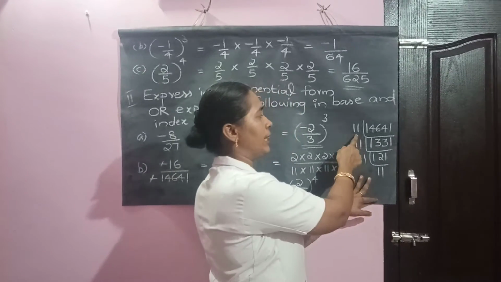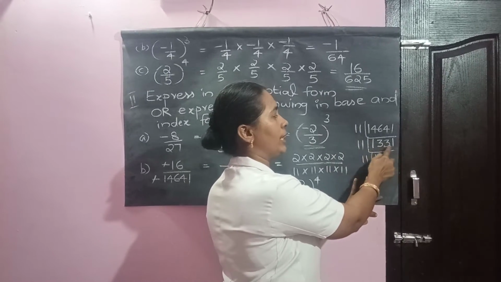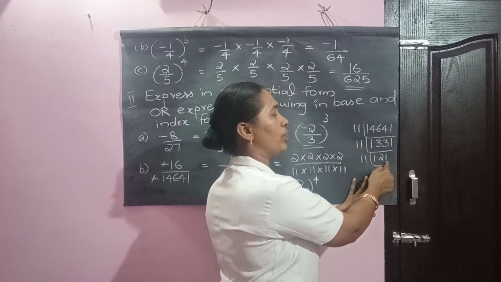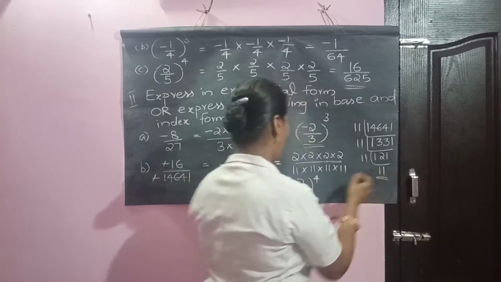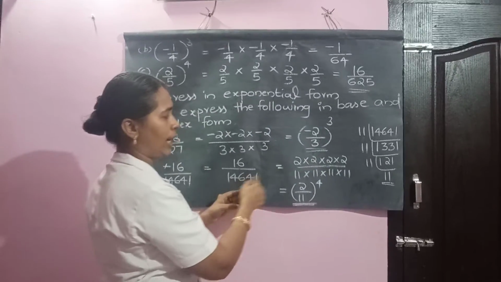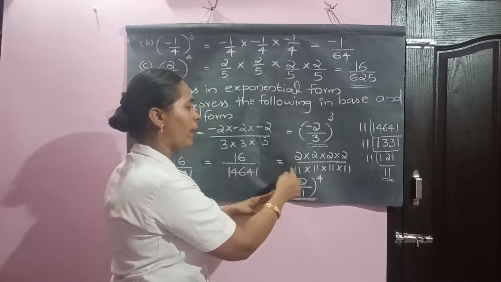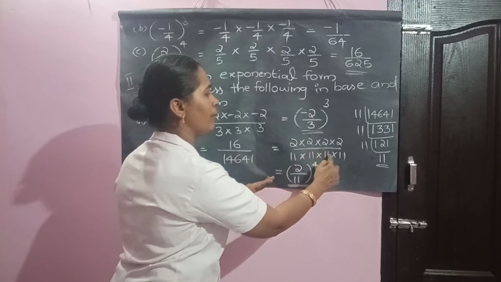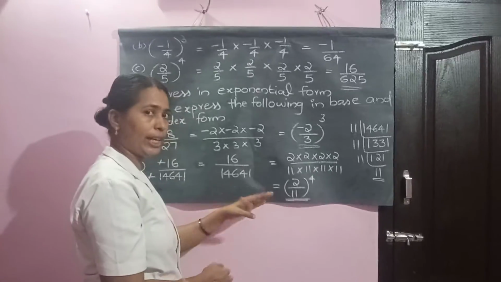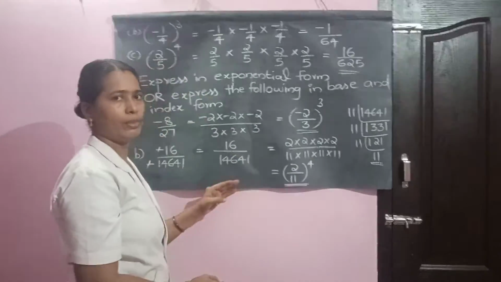Next possibility is 11. By dividing by 11 we got 1331. Again by 11, 121. Again by 11 we got 11. And we can stop the process. We can express this number as 11 into 11 into 11 into 11. Then 2 by 11, you keep it in a bracket. How many times is it used in the multiplication? 4 times. So that 4 you write on the top.